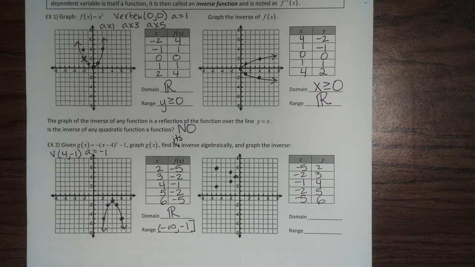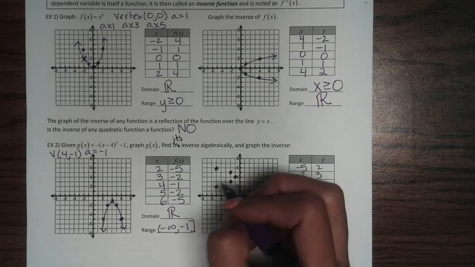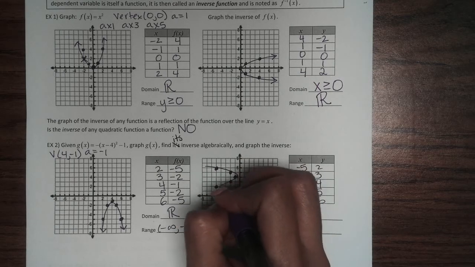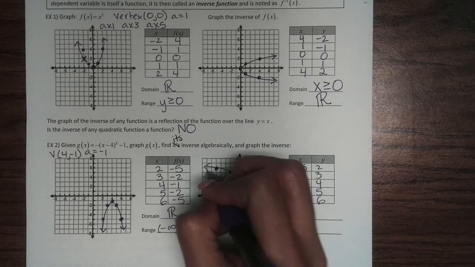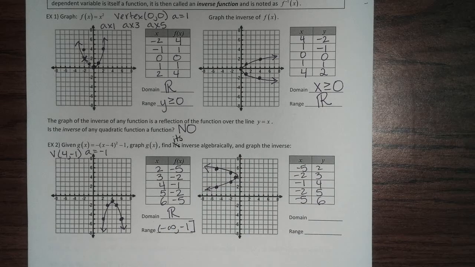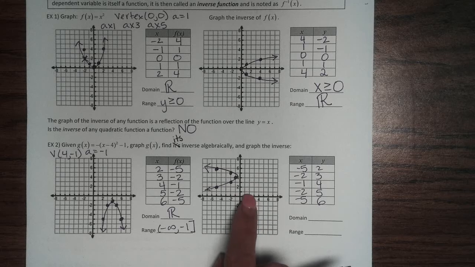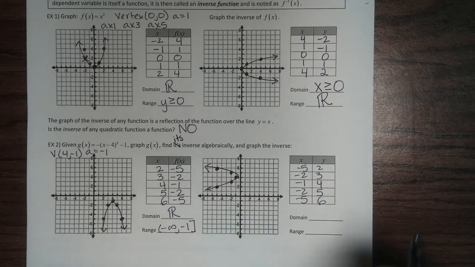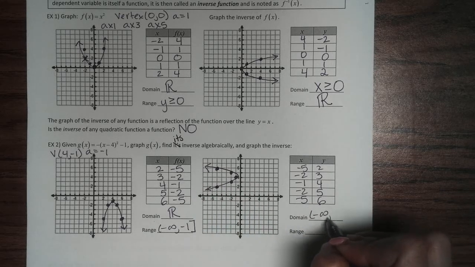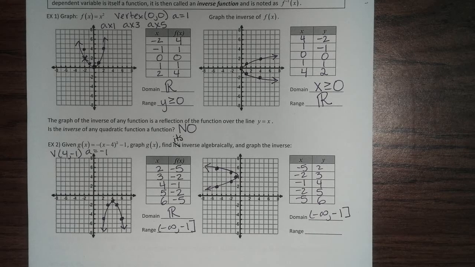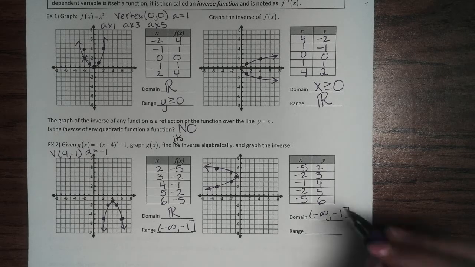Alright, so the inverse of this parabola is opening to the left, because the original function opened down, so the inverse is opening to the left. And the domain is restricted to -infinity to -1. You could also just say x is less than or equal to -1, and the range is all real numbers.